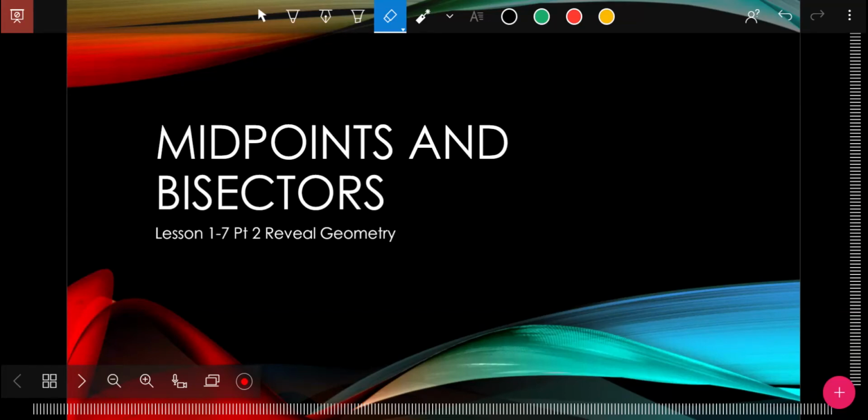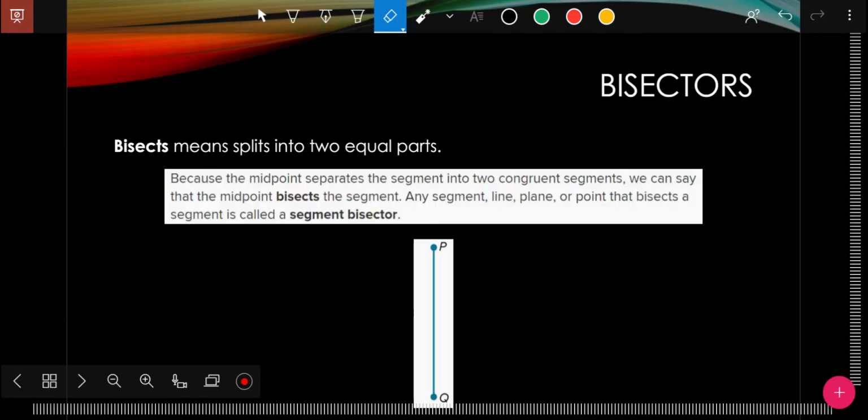Section 7 from Unit 1 or Module 1 in Revealed Geometry is midpoints and bisectors. We're going to go over the second part of that section today, focusing on bisectors. If you didn't get the part on midpoints from Section 7, that was a previous video. And so bisects means it splits into two equal parts.